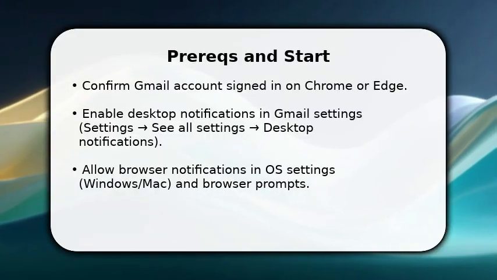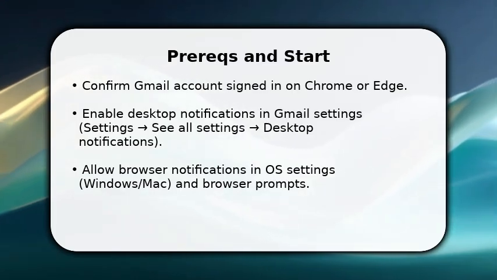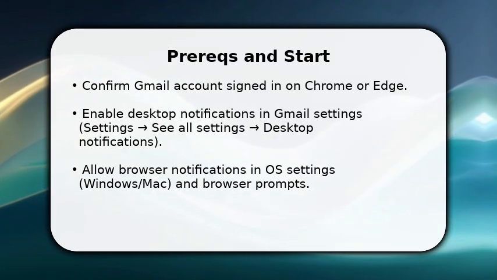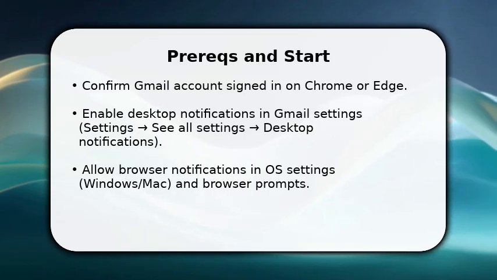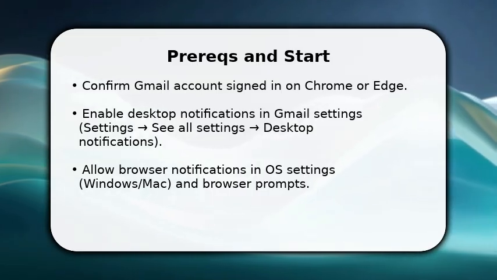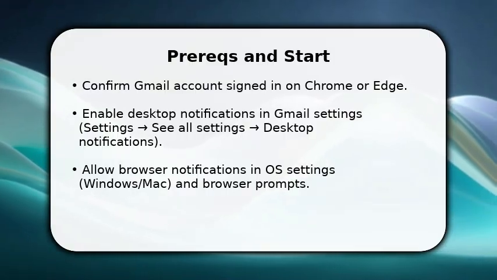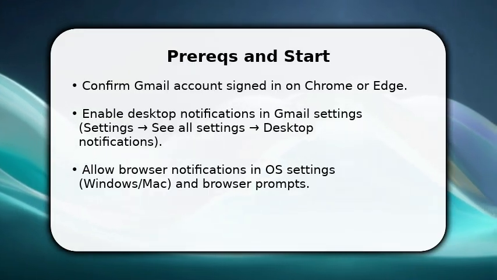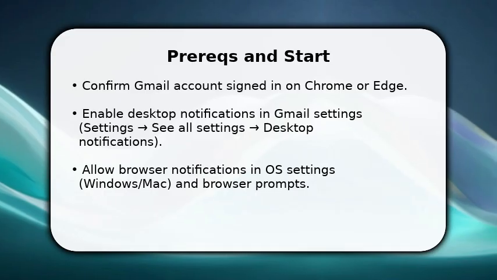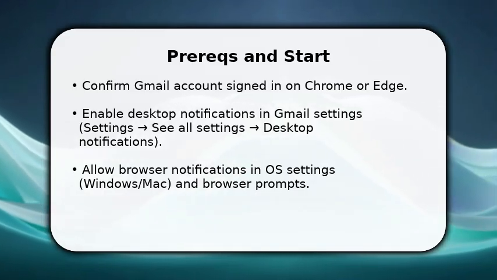You're starting with the essentials. You must be signed into the Gmail account in a compatible browser. Open Gmail, go to Settings and enable desktop notifications, choose New Mail Notifications on. Once done, accept the browser prompt to allow notifications from mail.google.com. If the prompt disappears, check the URL bar's lock icon to re-enable permissions. Make sure your OS Notification Center isn't muted so alerts can appear.